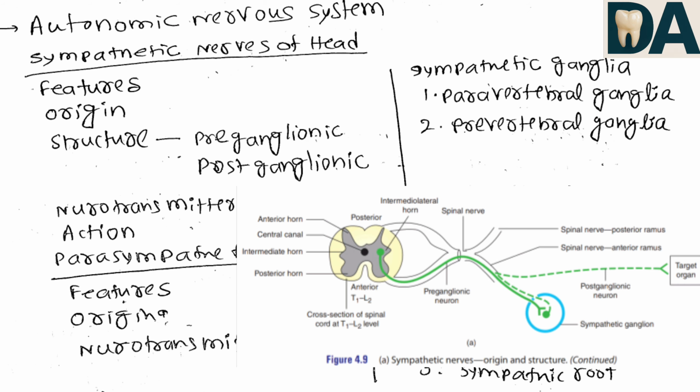Now go to the sympathetic nerves of the head. The sympathetic system is the part of the autonomic nervous system that is concerned with involuntary initiation of the functioning of internal organs. Characteristic features: the sympathetic system plays a significant role in the following.